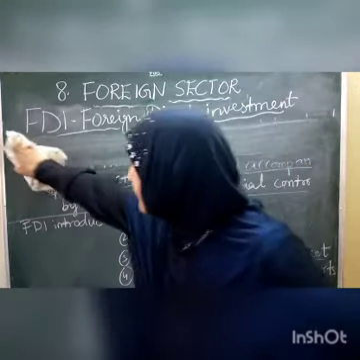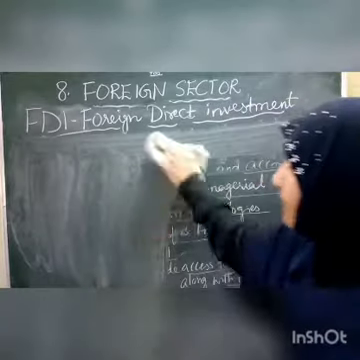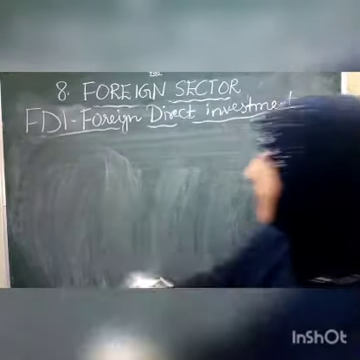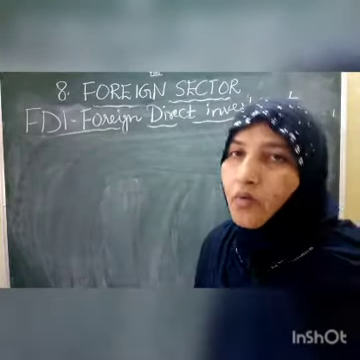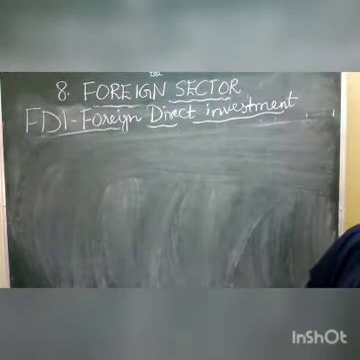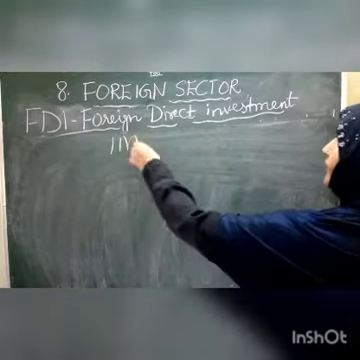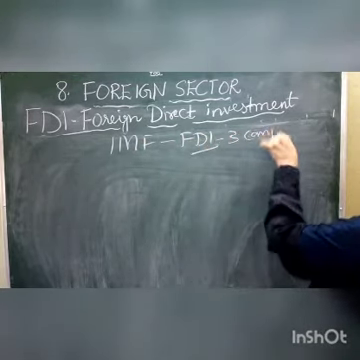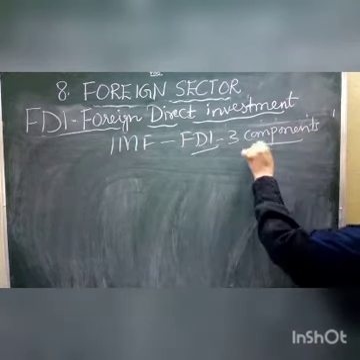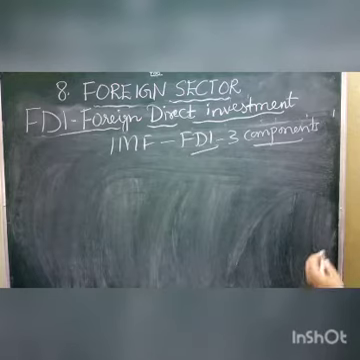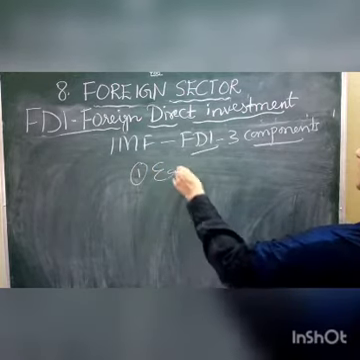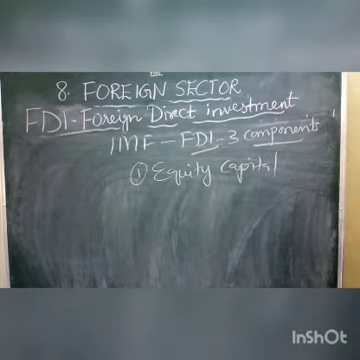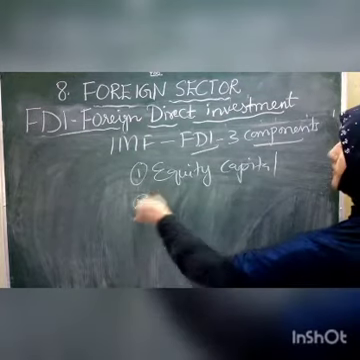According to the IMF, International Monetary Fund, FDI has nearly 3 components. What are the 3 components we get in the FDI? Equity capital is the first component of FDI. Reinvested earnings is the second one.